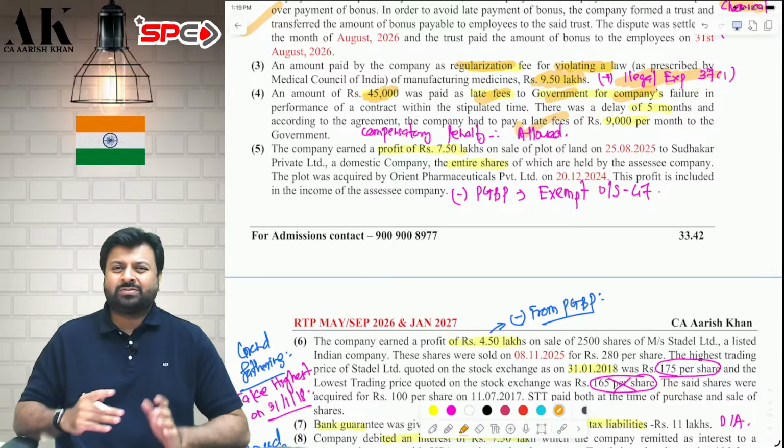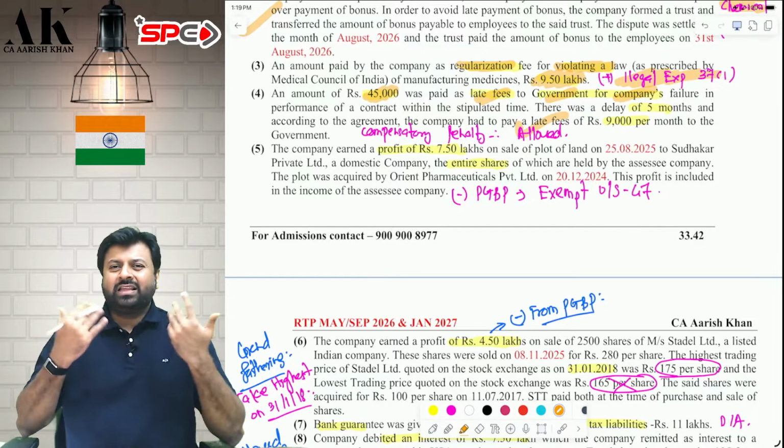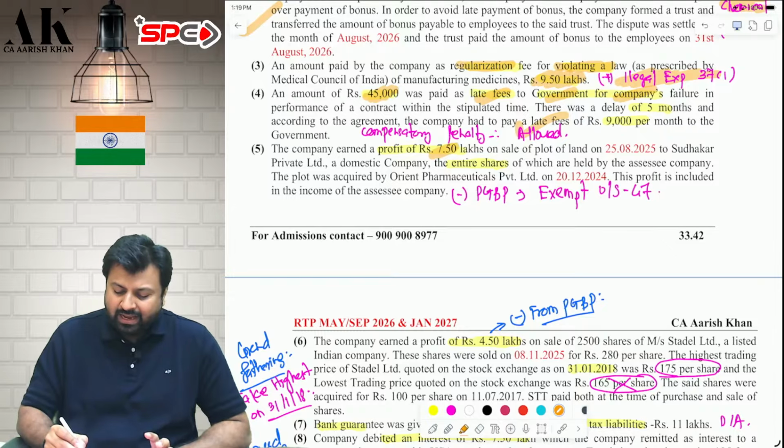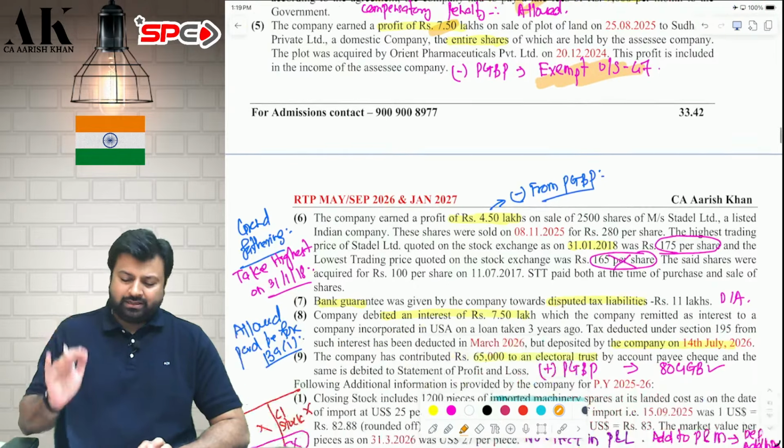Next one, again a routine adjustment, 100% holding subsidiaries selling to each other. Therefore, it is fully exempt. So reduce from here and show it as exempt under what? Under capital gains. Nothing great as such.